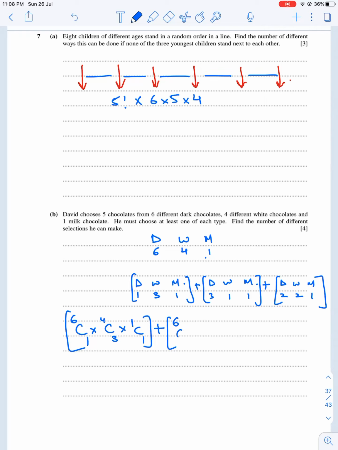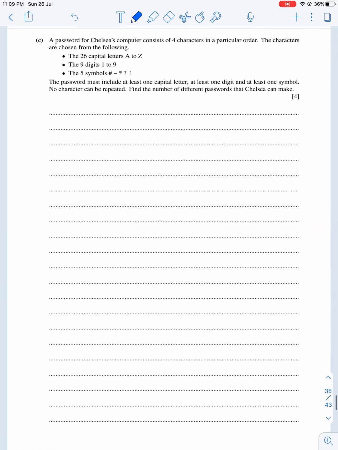Then you've got 3 dark chocolates out of 6, 1 white chocolate out of 4 and 1 milk chocolate. Lastly, 2 dark chocolates out of 6, 2 white chocolates out of 4 and 1 milk chocolate. Then you're going to figure out the answer by multiplying and getting the answers in the brackets and finally adding them up together.